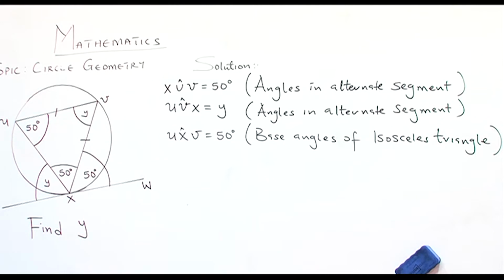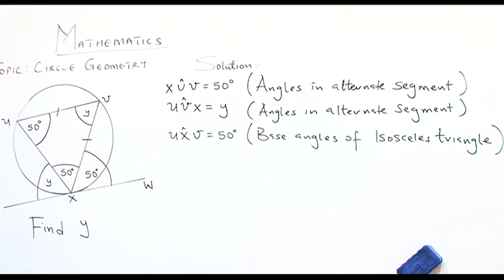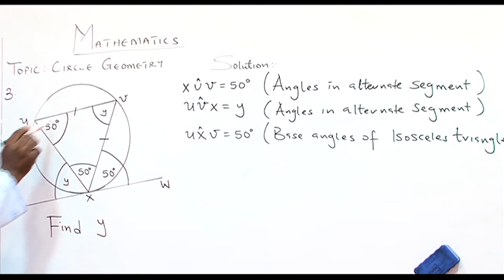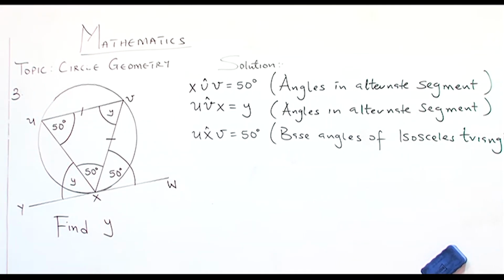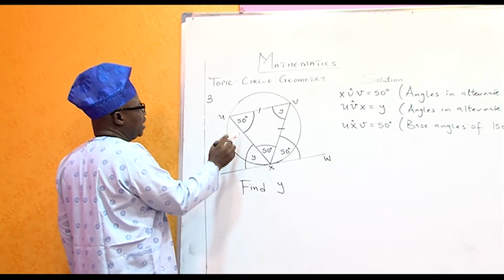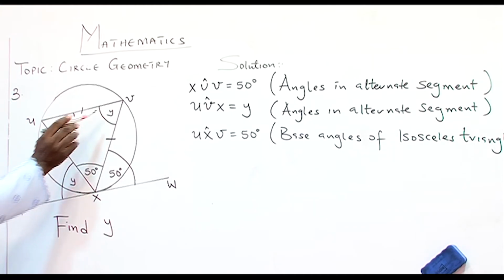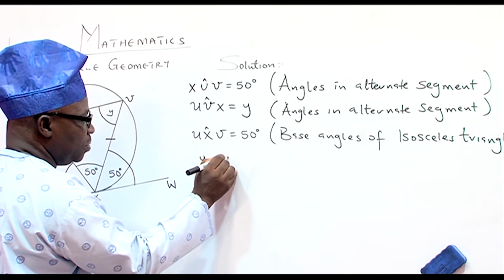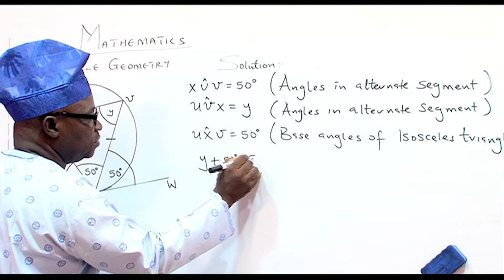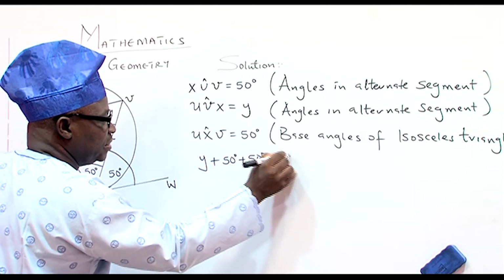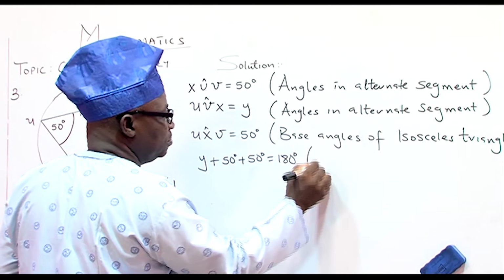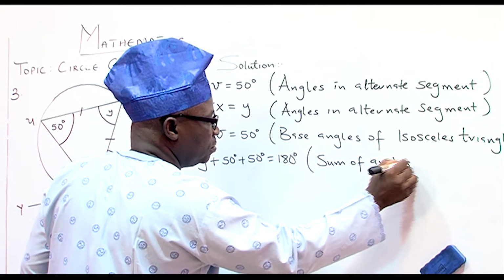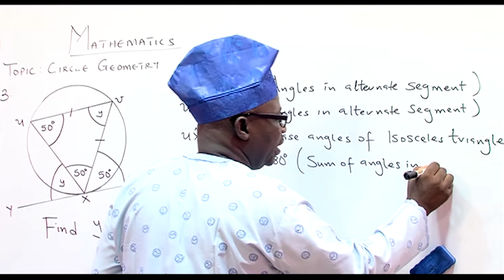So at this point, we are ready to find the value of y. Looking at the triangle, the sum of the three angles in a triangle will add up to give 180 degrees. So we can say angle 50 plus y is going to be 180. So we write that out. y plus 50 degrees plus 50 degrees is 180 degrees. The reason: sum of angles in a triangle.